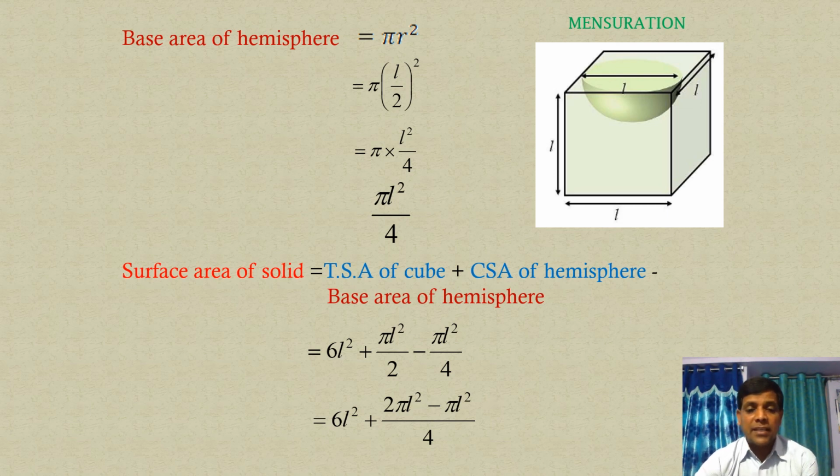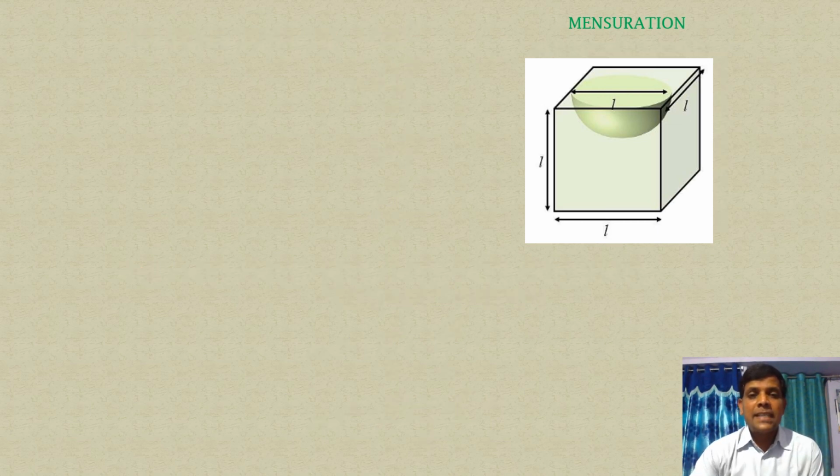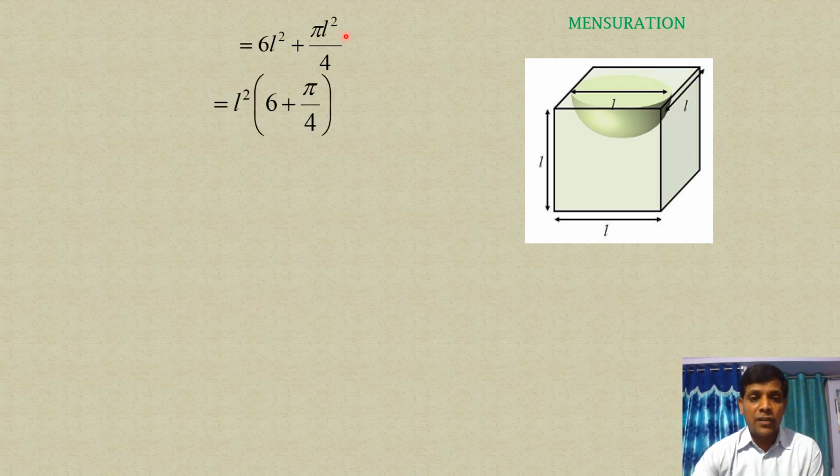Write down the next step. 6L square plus 2 pi L square minus pi L square, we get pi L square by 4. Write down the next step: 6L square plus pi L square by 4. So what is the common factor here? L square. Write down the common factor, and after that write the remaining values. L square into what is the remaining value? 6 plus pi by 4.